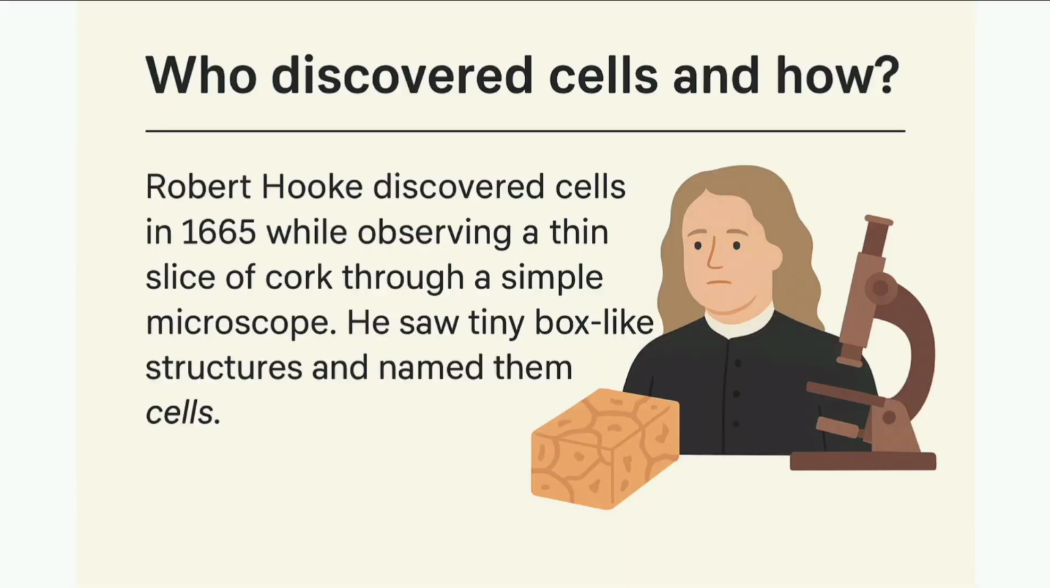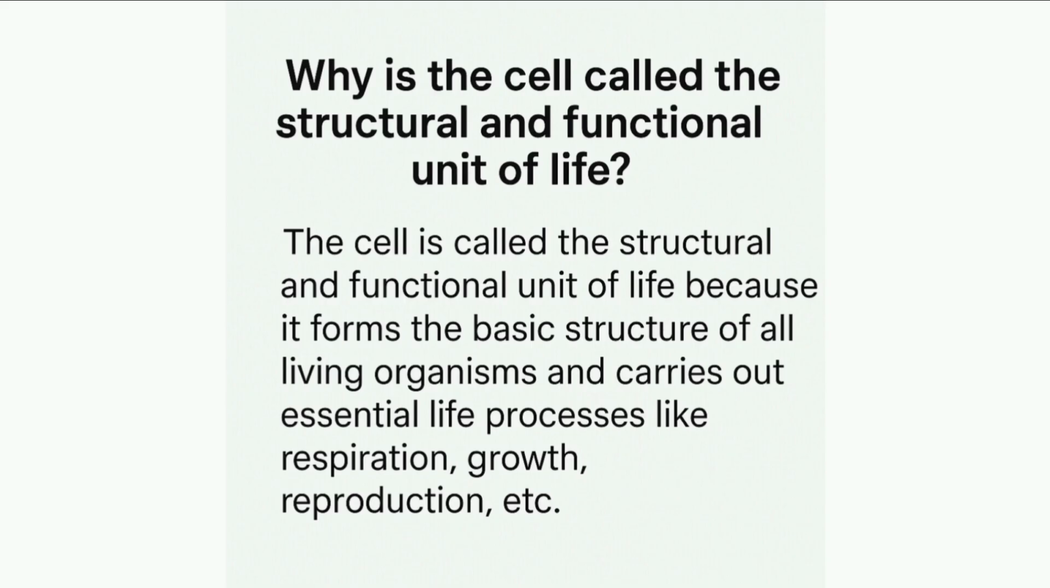Who discovered cells and how? Robert Hooke discovered cells in 1665 while observing a thin slice of cork through a simple microscope. He saw tiny box-like structures or tiny compartments and named them cells. Why is the cell called the structural and functional unit of life? The cell is called the structural and functional unit of life because it forms the basic structure of all living organisms and carries out essential life processes like respiration, growth, excretion, reproduction, etc.